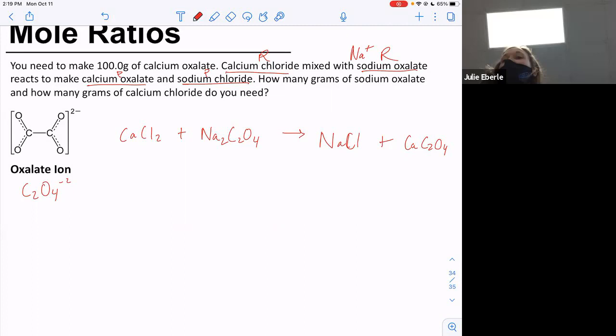Do I need any coefficients anywhere? Yeah, because I've got 2 sodiums here. Put a 2 in front of sodium chloride. I think that's it. Honestly, that's all I have to do. All right.